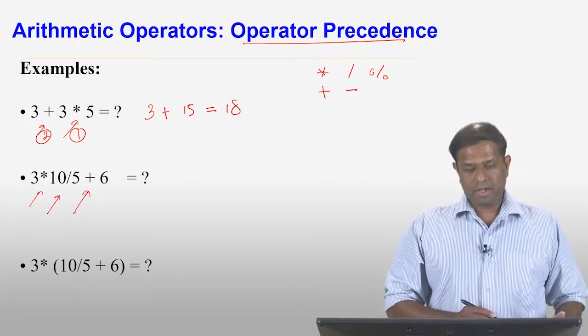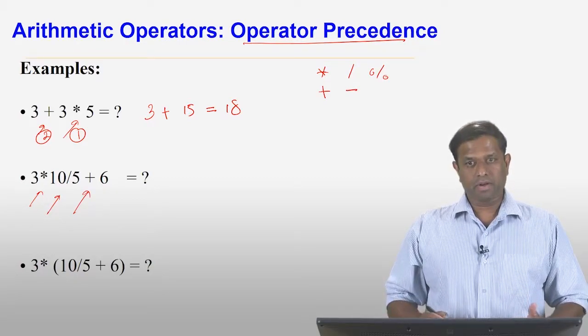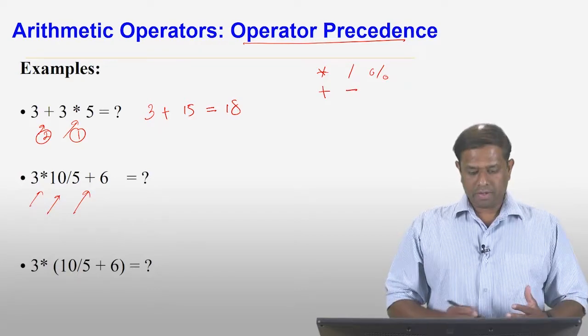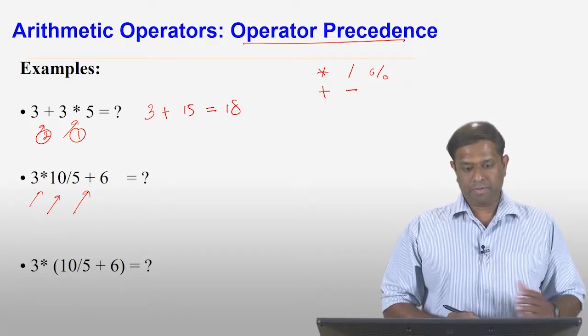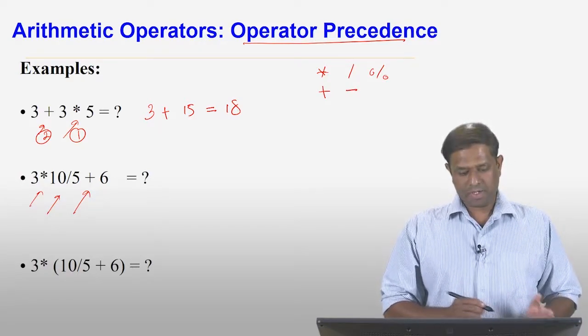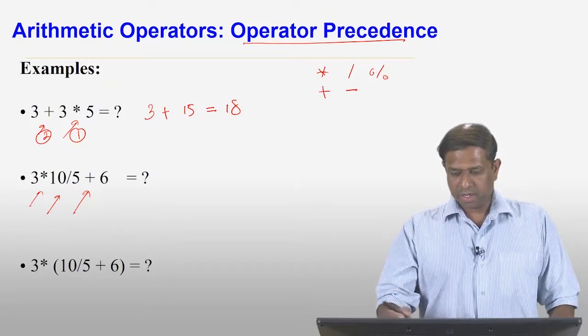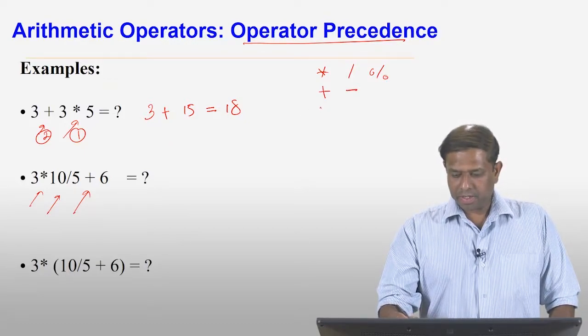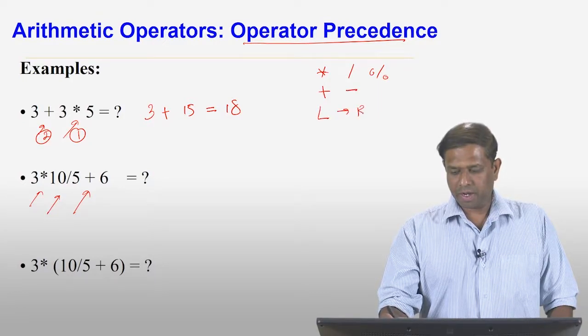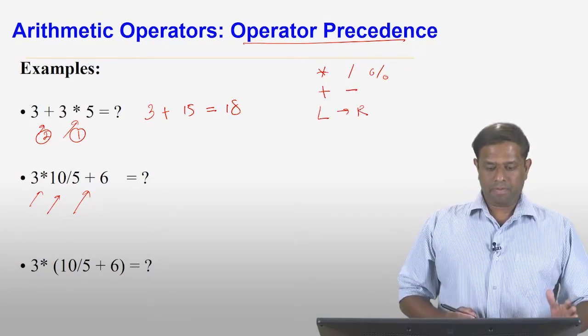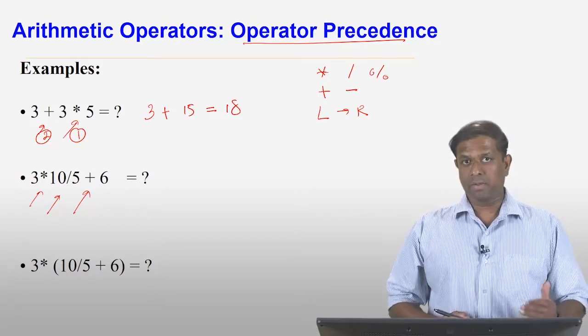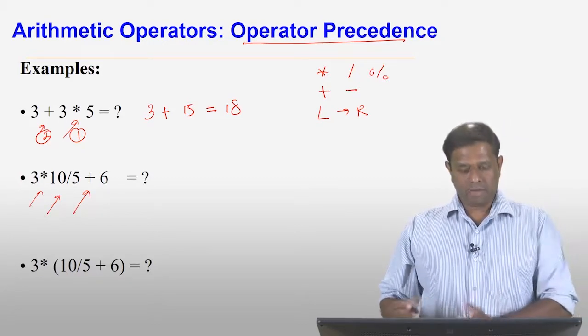Now, multiplication and division have the same level of operator precedence. So if you have a situation like this, we need to figure out whether we are going to do multiplication or division first. So now we have another level of operator precedence. In this case, we apply what is called the left to right rule. Then we perform the leftmost highest precedence operation first, and then go to the next one, and so on and so forth.